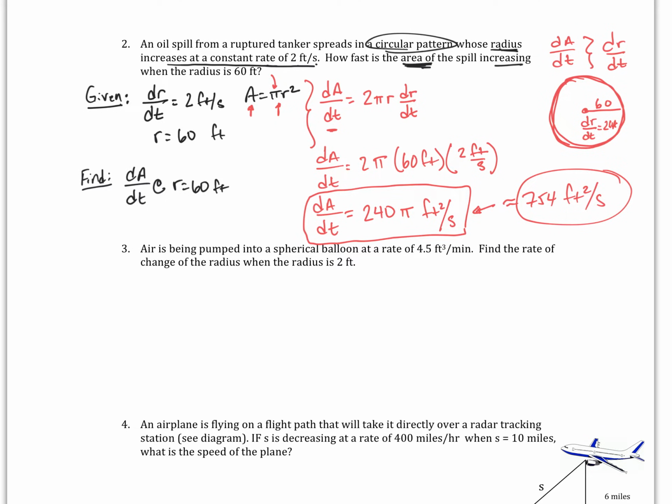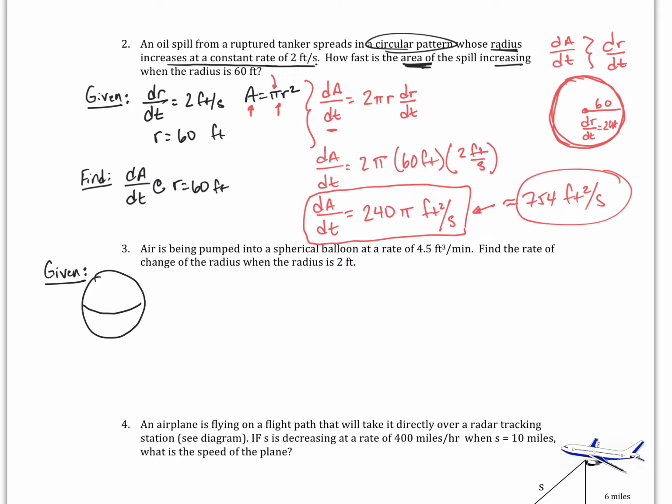On the second one, again, let's list what we are given after we read the problem. It says, air is being pumped into a spherical balloon at a rate of 4.5 feet cubed. That's a dV/dt. Find the rate of change of the radius when the radius is 2 feet. Okay, so I have a spherical balloon. Here are all the things I'm given.